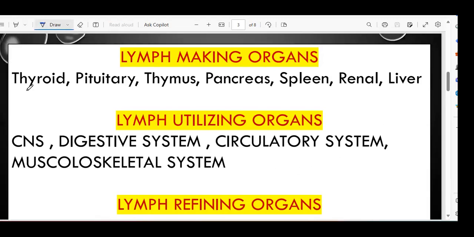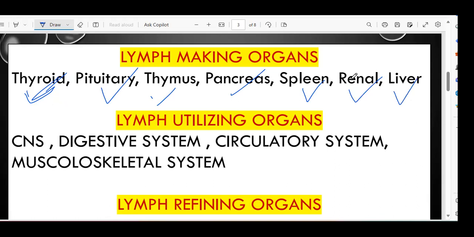We have the thyroid, very important. The thyroid organ is very important. This sequence is very important. Kindly remember that when we use pulse diagnosis, which we will learn in coming classes, you will get to know about those things. First is the thyroid, because you have to remember this sequence. So we have the thyroid gland, the pituitary gland, the thymus gland, the pancreas, the spleen, the renal, the lymph, the liver.